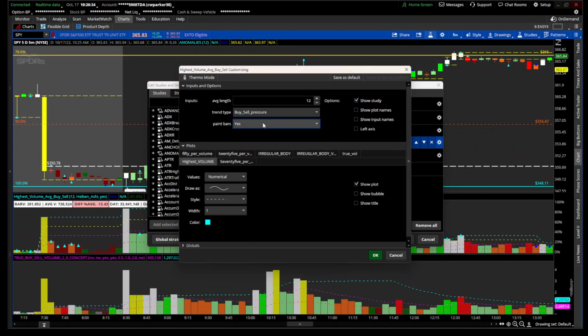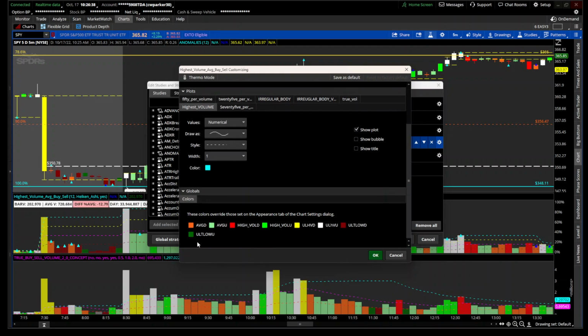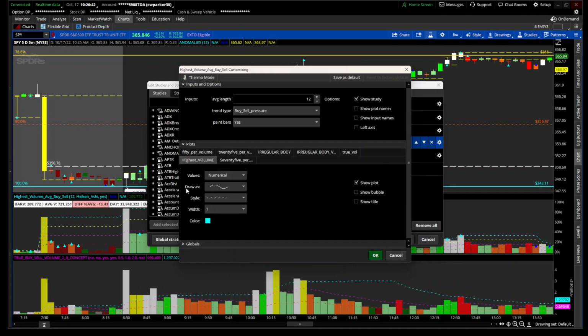You can paint the bars, not paint the bars. You can change the average length. If you don't like the colors I've chosen, go down here and change the colors all you want. You can change these lines. You can hide these lines. You can get rid of irregular bodies, and that's just volume.